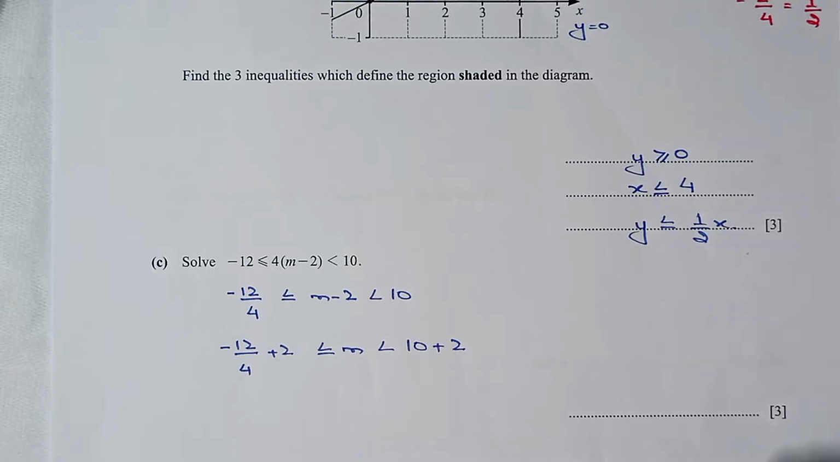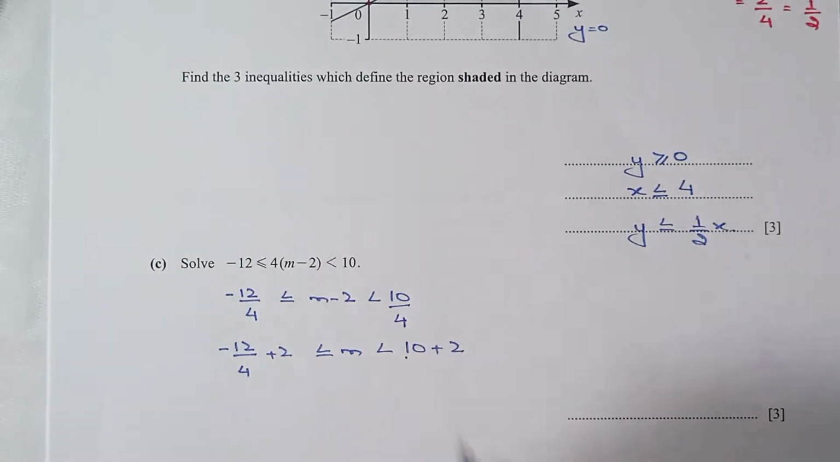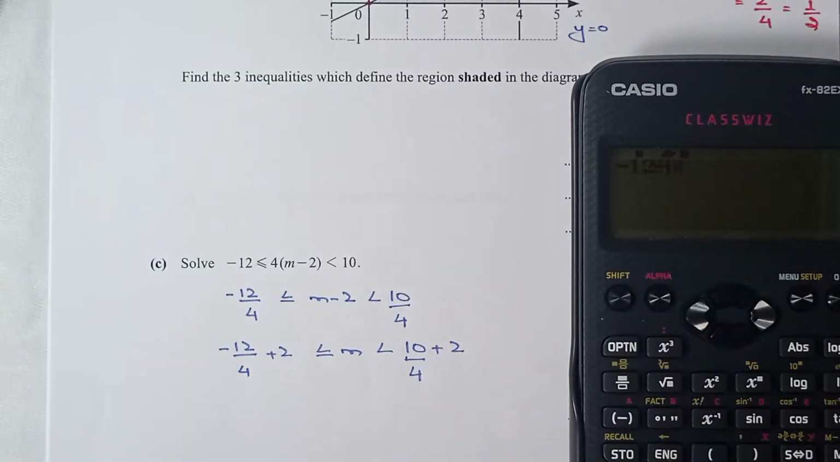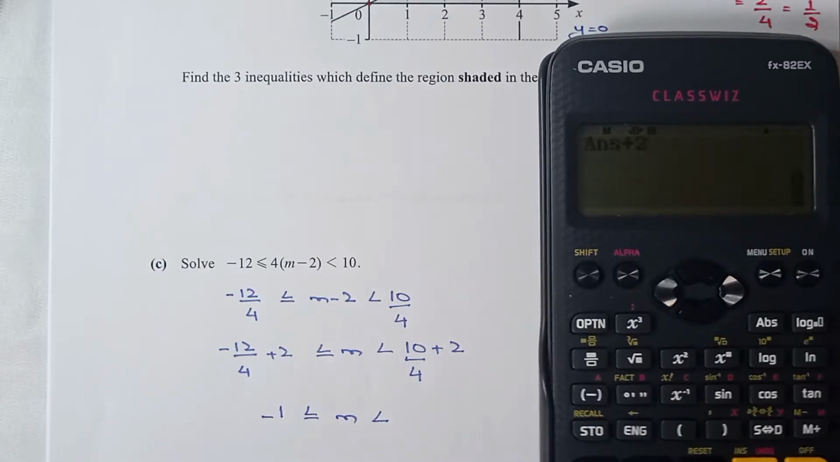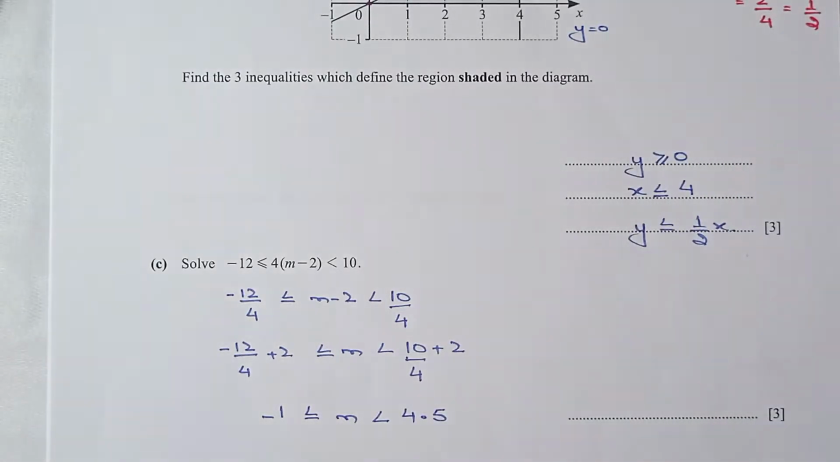Okay, so sorry, we need to divide by 4 on this as well. I forgot to divide by 4. Okay, so we have -12 divides 4 and then plus 2. This is -1 is less than or equal to m is less than 10 divides 4 and then adding 2 would be 4.5. So the answer for this inequality is -1 is less than or equal to m is less than 4.5.